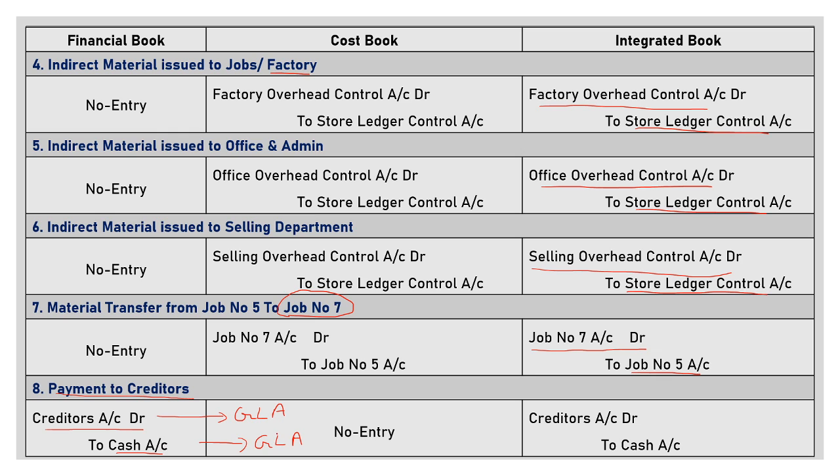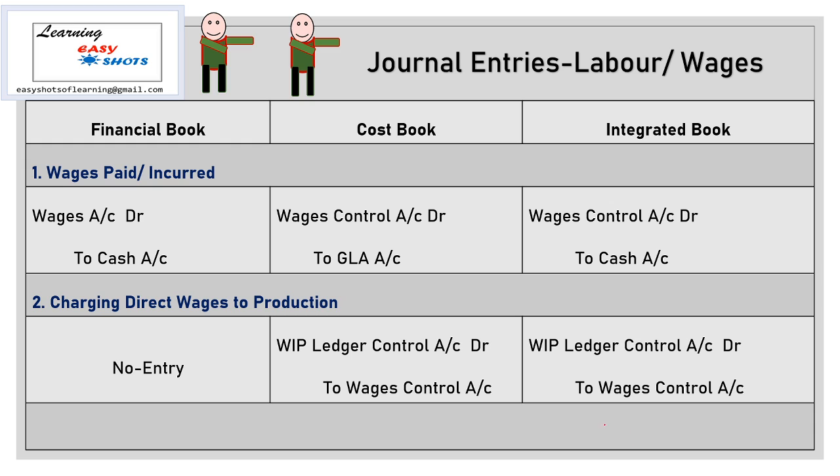So in both the sites we use GLA, so there is no entry passed in cost books, and the same entry is passed in the integrated books for the payment of creditors, that is creditors account debit to cash account. Our next transactions are related with wages and salary paid to employees or workers.